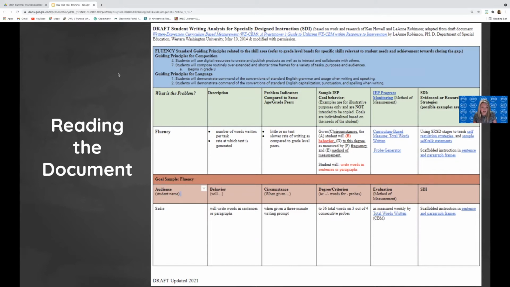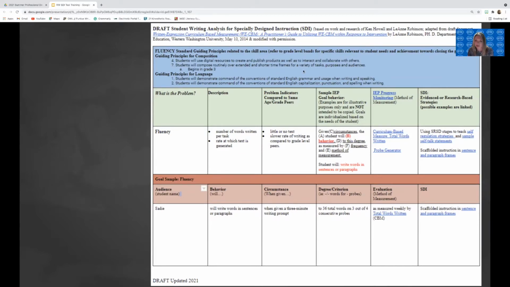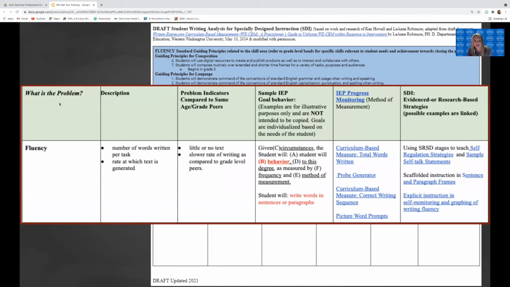So this is the writing one that we're looking at. It's broken down, and the reading one is set up the same way. We're just going to look at the writing one. So the top, the blue, is the Kentucky Academic Standards. The green is the categories of your problem. So what is the problem? And this one example is fluency.